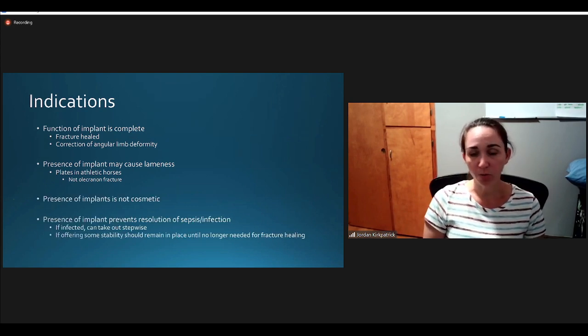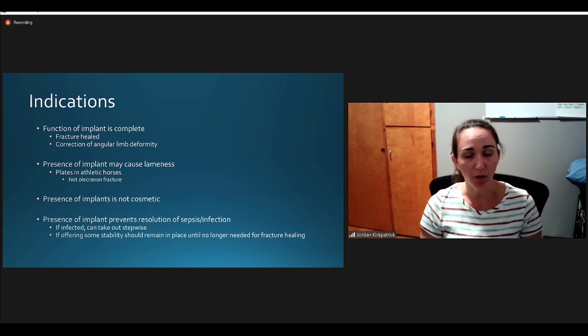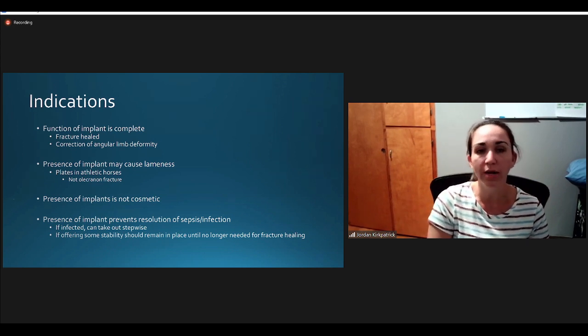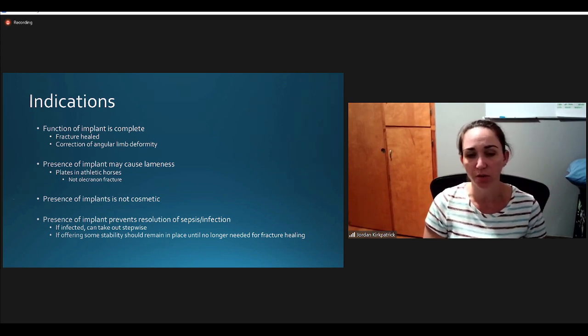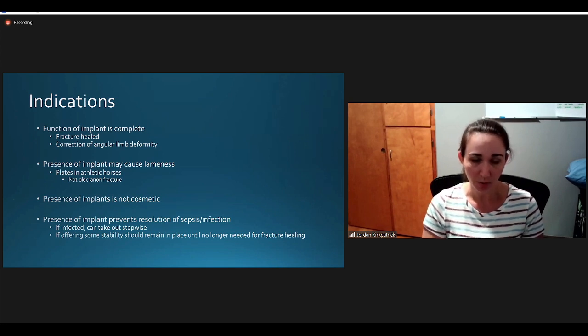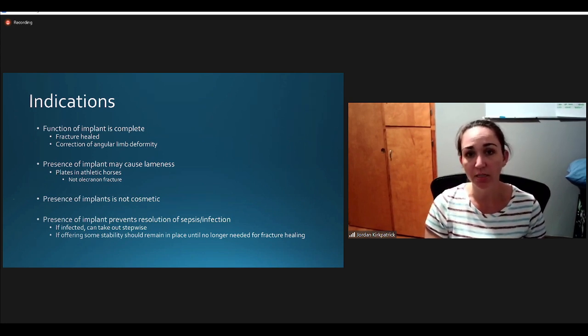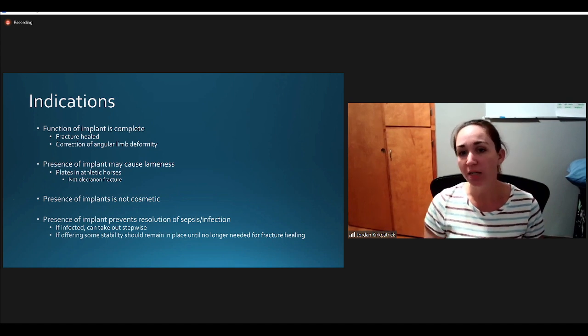Some people want the implants removed if it's not cosmetic. That's going to be more an owner thing. Or if the presence of implants prevents resolution of sepsis or infection. If it's infected, you want to take them out stepwise. And if you can, you try to leave them in and manage the infection until the fracture is healed.